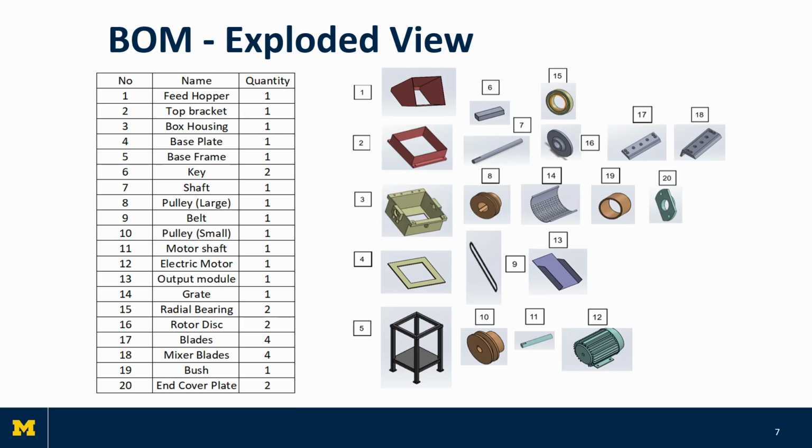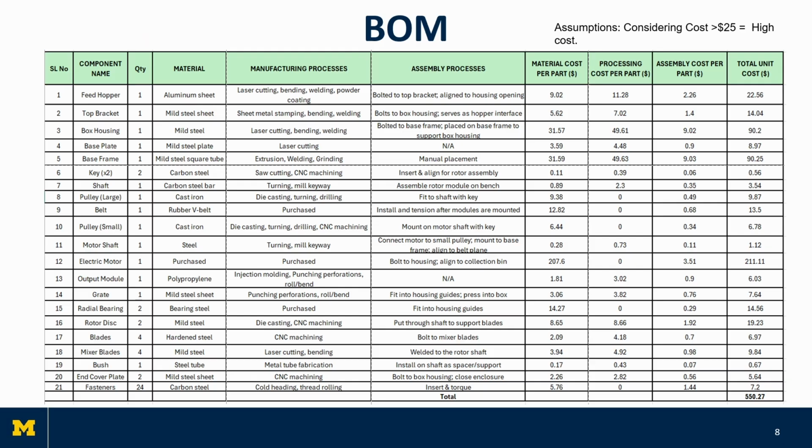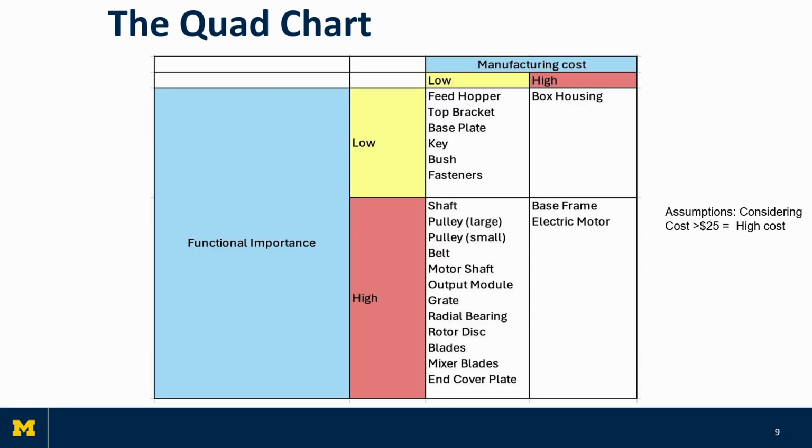Materials include the primary and important components of the initial product. The bill of materials of the product helps in estimating the total product cost per unit. This bill gives the idea of the material, manufacturing processes, and assembly processes required for each part in the product. Further, it expands into the cost for manufacturing, assembly, and material, which helps in calculating our total cost per product, which is $550.27.